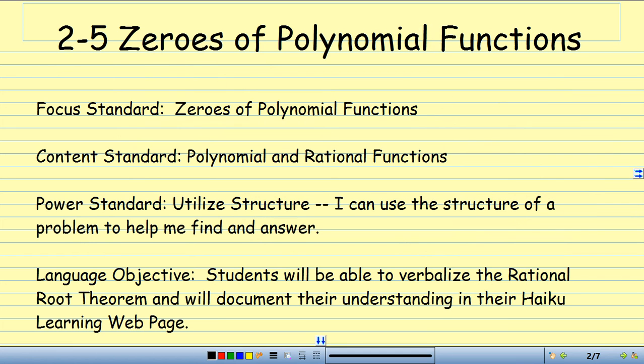Let's go on. We have section 2.5, zeros of polynomial functions. Our focus standard is zeros of polynomial functions. Content standard: we're still in chapter 2, polynomial and rational functions. For our power standard, we are going to utilize structure. You're going to use the structure of a problem to help you find an answer, and at the end of the lesson, you will be able to verbalize the rational root theorem and document your understanding in haiku learning.